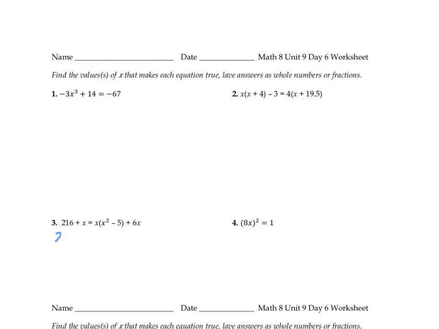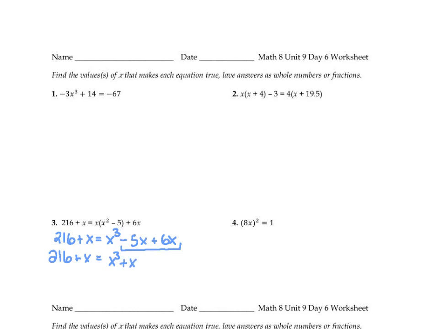The first thing I need to do is distribute, because I see that I have some parentheses there. So that's going to give me x to the third minus 5x. Now I can combine some like terms. I still have 216 plus x on the left, but on the right I can combine the minus 5x and the plus 6x. That gives me x to the third plus x.